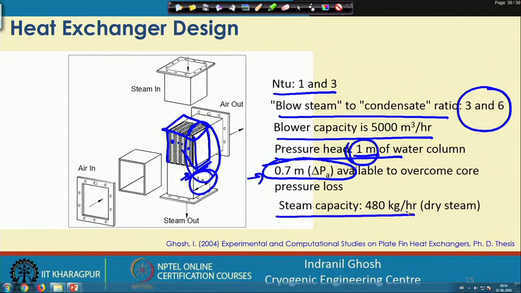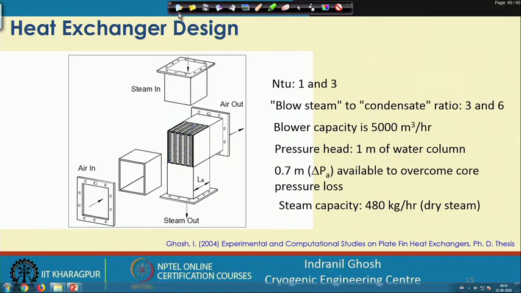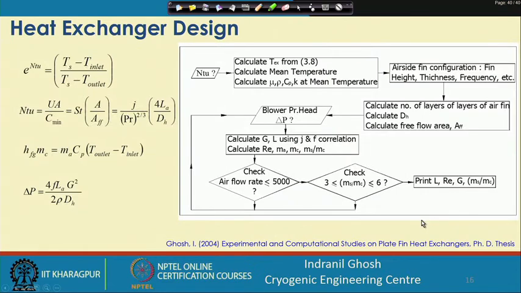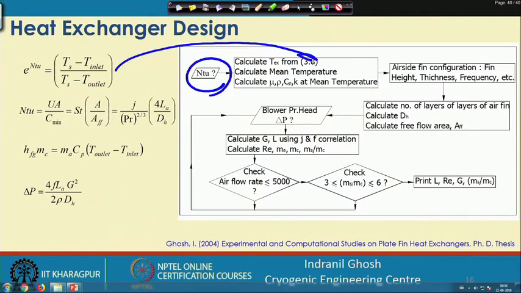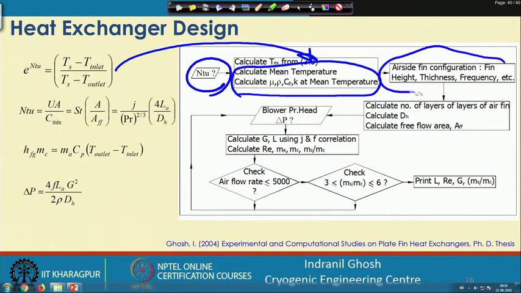And we have assumed 480 kg of dry steam, and depending on this assumption, the heat exchanger design has been done. So, starting with the NTU, we first calculate the exit temperature from this relation, and from there we calculate the mean values, and based on the mean temperature, we already know the fin details.